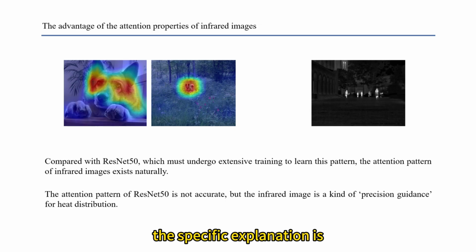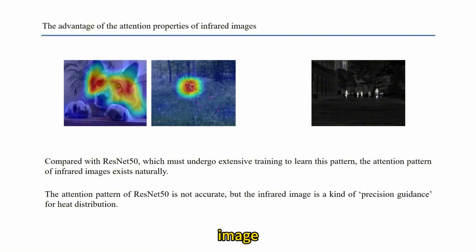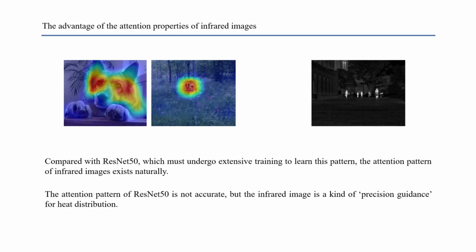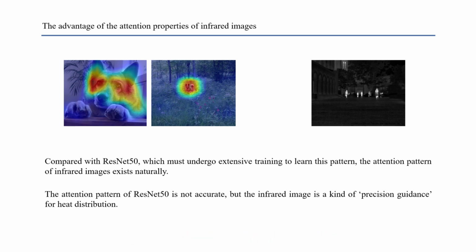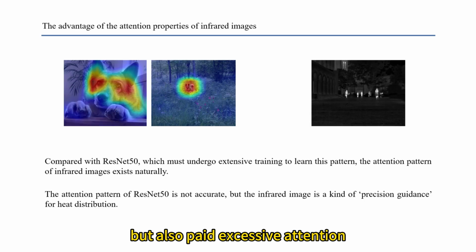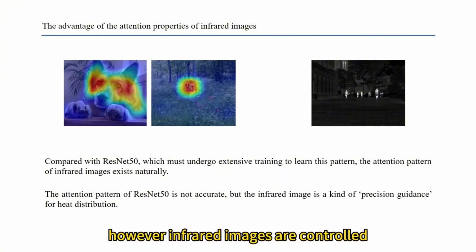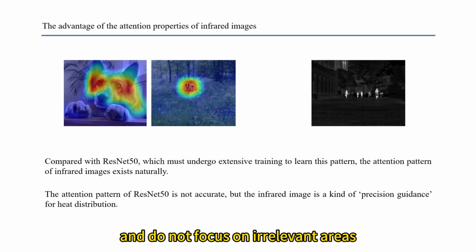The specific explanation is that ResNet 50 only focused on the eyes of the dog in the first Grad-CAM image, while the nose, ears, and claws were not noticed. In the second Grad-CAM image, ResNet 50 not only focused on the entire dog, but also paid excessive attention to the irrelevant grassland around the dog. However, infrared images control the distribution of heat precisely and do not focus on irrelevant areas.